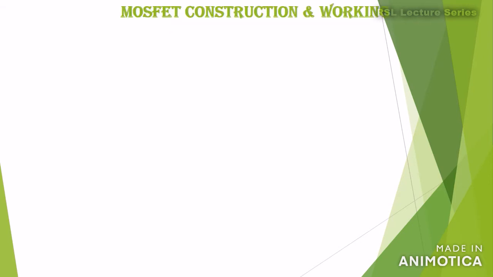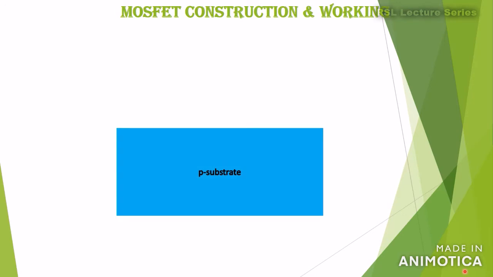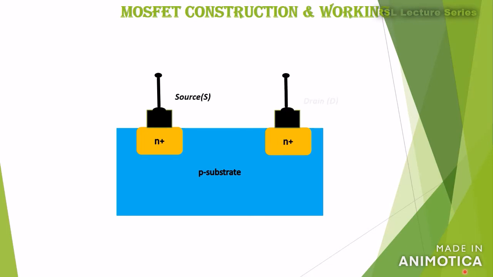Now we'll discuss the construction. Here we are going to consider the N channel enhancement mode MOSFET. Initially a p-type substrate is formed. Inside the p-type substrate, two heavily doped N plus regions are diffused. Over the heavily doped N plus regions, two terminals are brought out: one is the source terminal and the other is the drain terminal. These two terminals are directly connected to the N plus regions.